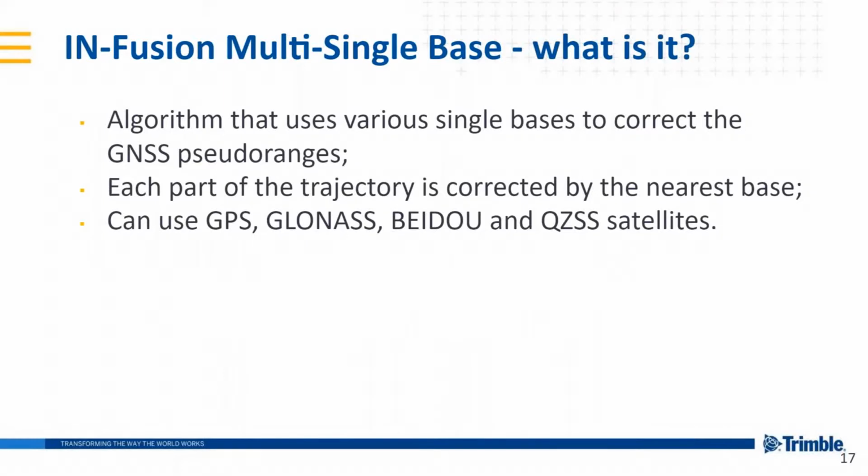Similar to the single base, we have another processing mode called multi-single base. It uses various single bases to correct the GNSS pseudo ranges. Each part of the trajectory is corrected by the nearest base. In other words, the nearest base is not always the same. It will be changed along the trajectory. Same as a single base, we can use GPS, GLONASS, Galileo, and QZSS satellites.